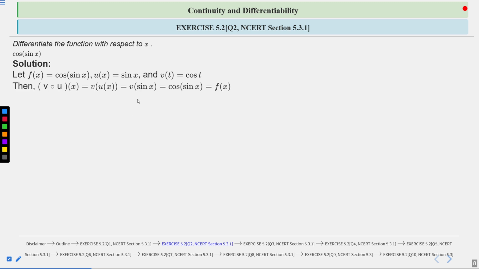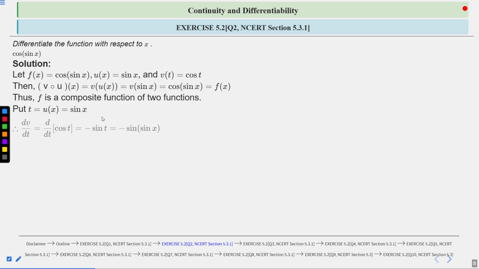Then v o u will be equal to v of u(x), which is v of sin x, which is basically cos of sin x, and it is equal to f(x). Thus, f is a composite function of two functions. So put t equal to u(x), which is sin x.